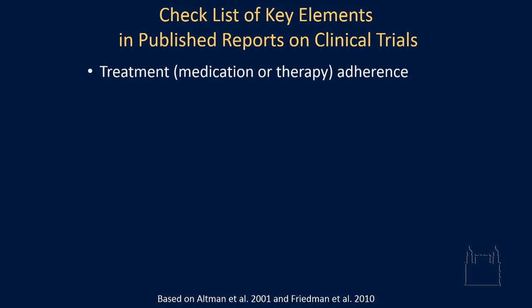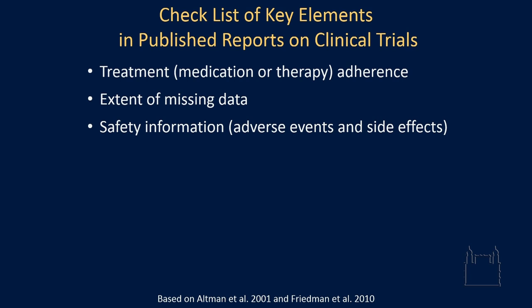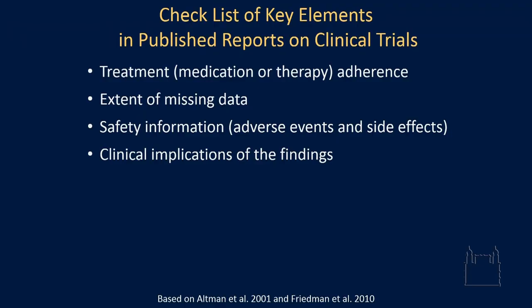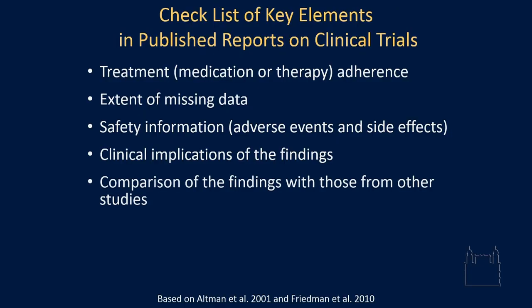So treatment adherence. You want to talk about treatment adherence in your published report, the extent of missing data, safety information, clinical implications of the findings, so what? You know, okay, p-value, blah, blah, significant, F, degrees of freedom, blah, blah, so what? So that's what this means, clinical implications of the findings. Comparison of the findings with those from other studies. Is this consistent or is it kind of different from what has been published? Both are very important, not because it's consistent, it's good, and if it's not consistent, it's bad. No. It's just scientific information. Results of subgroup analyses and limitations.